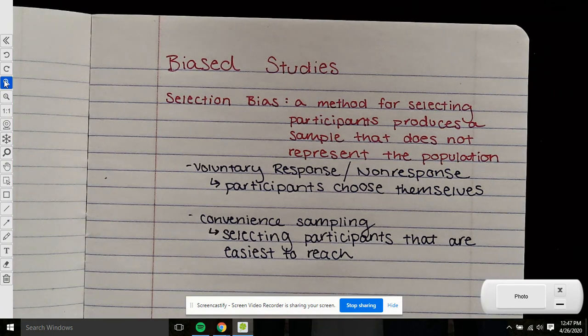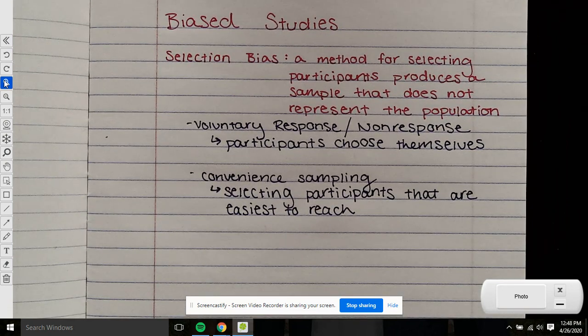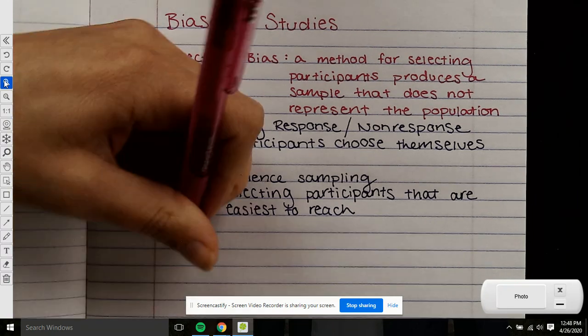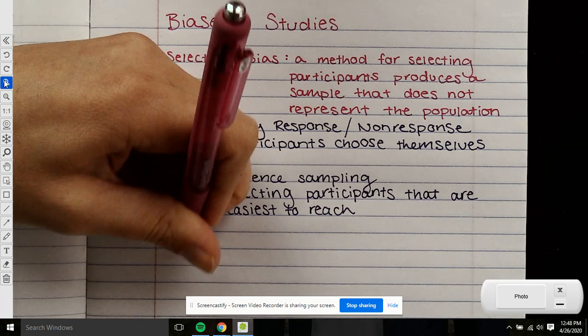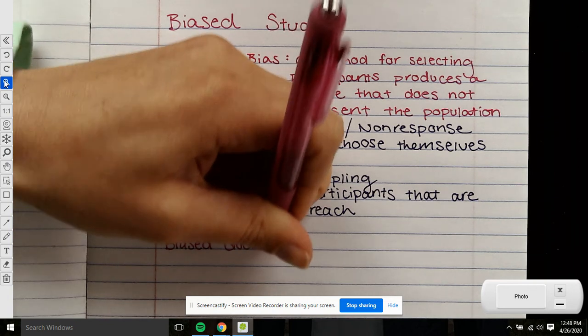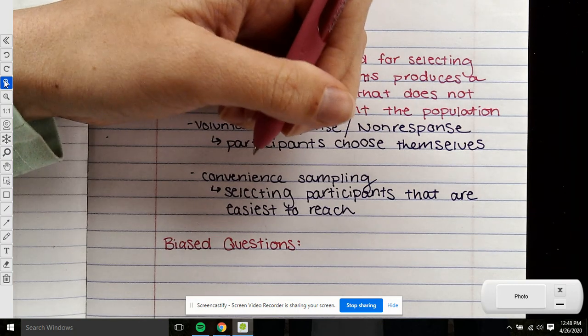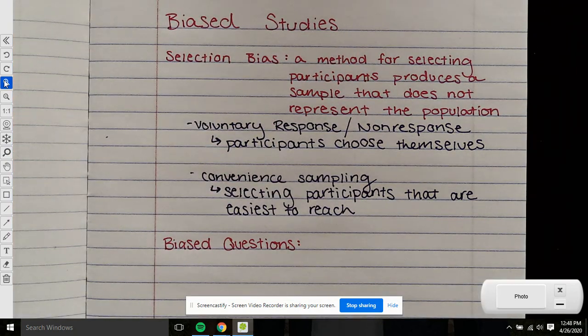Other than selection bias, which has to do with how you select your sample, the participants of your study, the other part that's important is questioning. You can ask questions in a way that yields a specific response, and that's called biased questions. When you ask a biased question, you are asking a question that specifically favors a certain response.